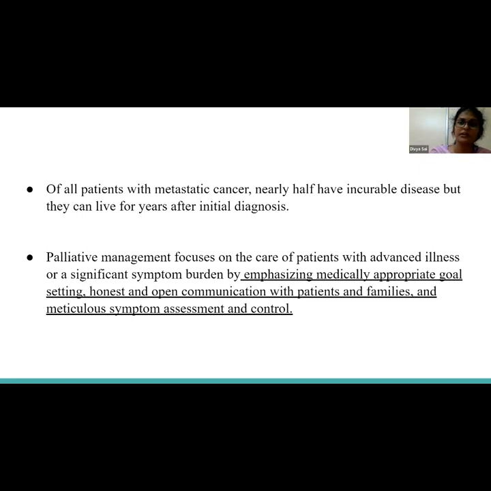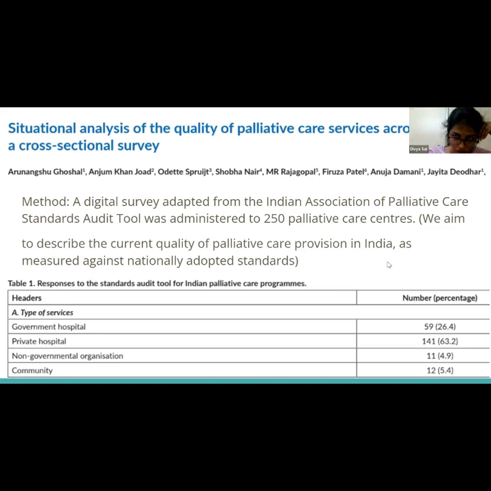Palliative management focuses on the care of patients with advanced illnesses or specific symptom burden by emphasizing medically appropriate goal setting, honest and open communication, both with the patient and family, and meticulous symptom assessment and control. So this is a cross-sectional survey that was conducted in 2025, wherein the IAPC standard audit tool was administered to 250 palliative centers in India with an aim to understand the quality of care provision in India. The response was good from private hospitals, where 63% responded in answering this quality questionnaire, followed by government hospitals and then the NGOs.